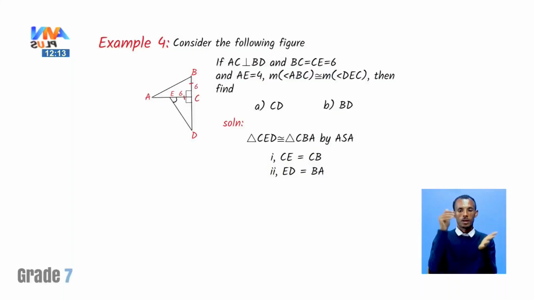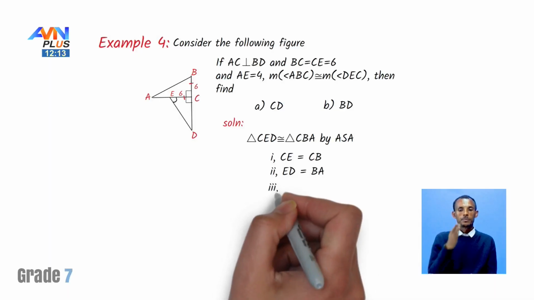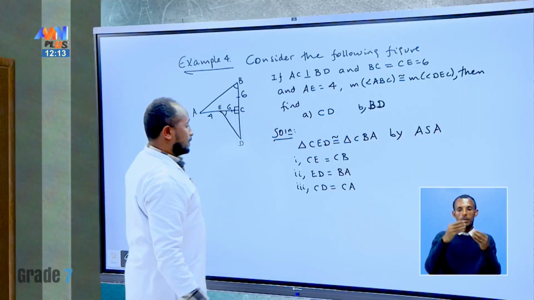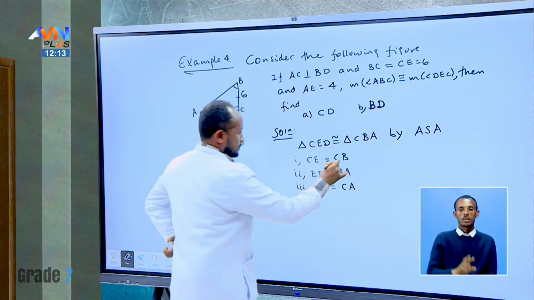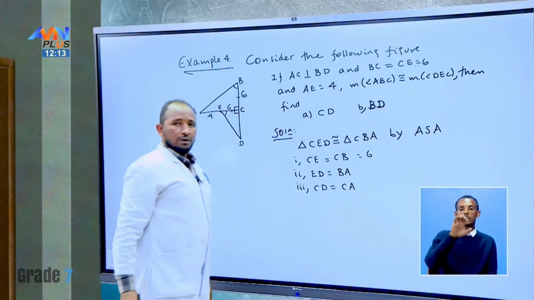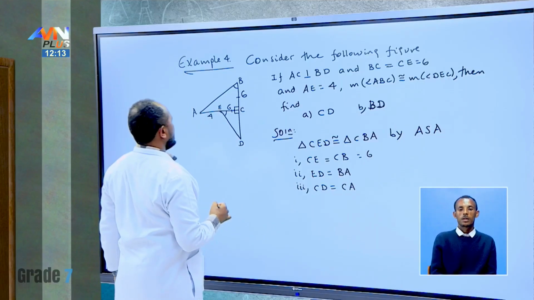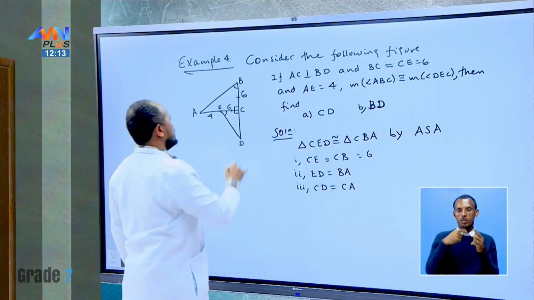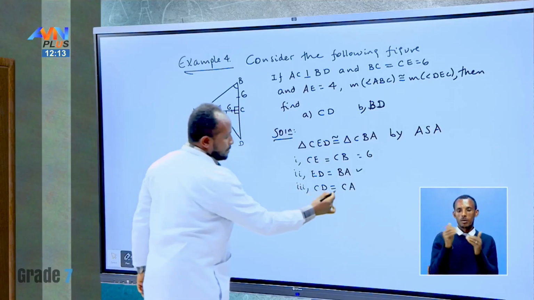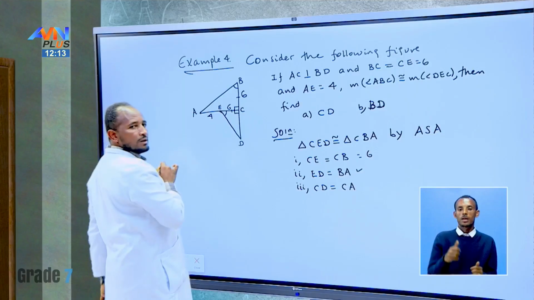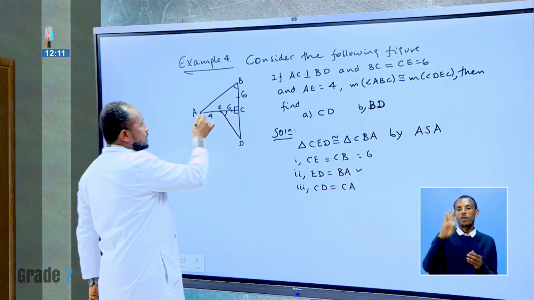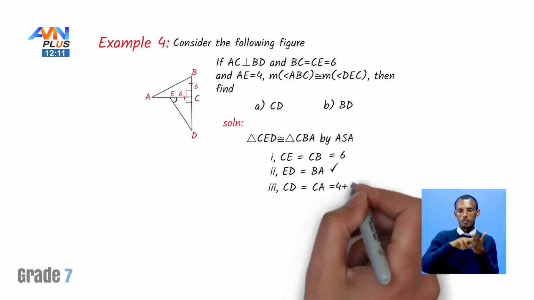Again here you can see that side CD is congruent to side CA. Now from the given, let's see. CE is 6. Therefore, CB is also 6. It's given. Now here, side ED is congruent to side BA. These two sides are also congruent. Now here, side CD is the same as CA. Where is CA? CA means from C to E is 6, from E to A is 4, so the length of CA is 4 plus 6, it is 10.